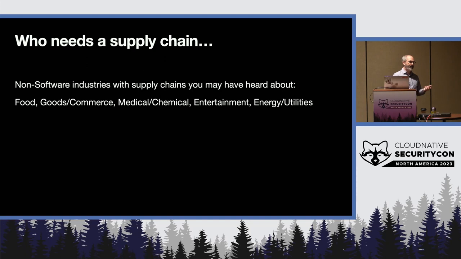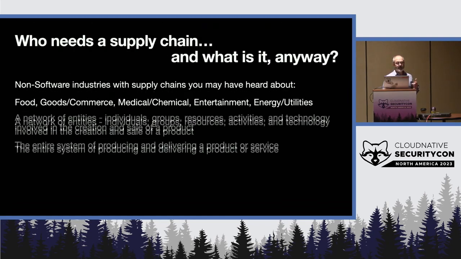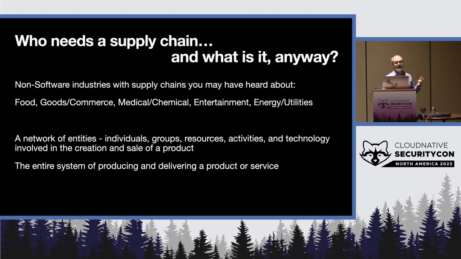So what is a supply chain? This is kind of a silly question here at this conference, but you've probably heard about supply chains in other industries like food and goods and commerce, medical and chemical. Entertainment has a supply chain, energy, utilities. They all share a lot of common concepts, but the overall definition of a supply chain is here. It's a network of entities, individuals, groups, resources, and technology involved in the creation and sale of a product. Or put differently, the entire system of producing and delivering a product or service.